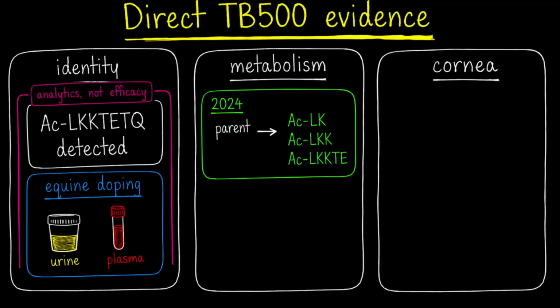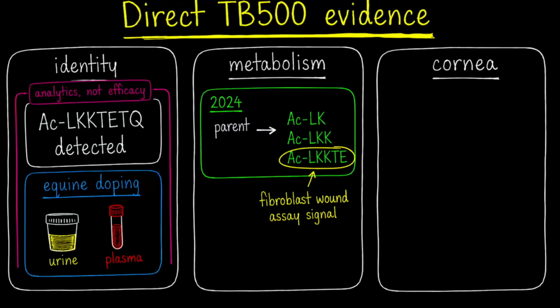It looked at TB-500 and its metabolites in human serum or enzyme systems, rat urine, as well as fibroblast assays. And they found that TB-500 may actually act less like one intact molecule with one clean target and more like something called a profragment. It just means that a short starting piece gets broken down into smaller pieces that may actually be the real active forms. And in this study, the standout candidate was acetylated LKKTE, which actually appeared to improve fibroblast movement in a wound healing assay, while the parent TB-500 itself was not the clear active hit here.